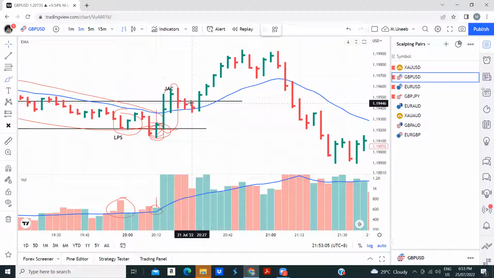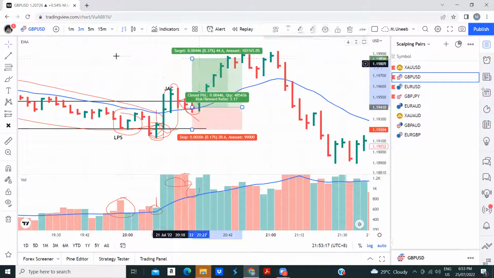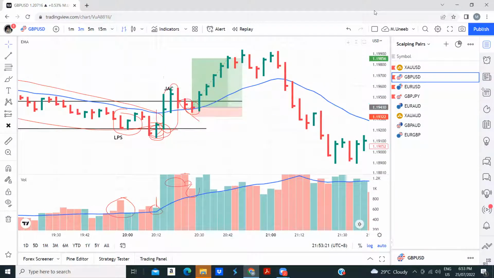After JAC, LPS, and what do we see here? This bar, FOS no result. These two bars are all right. Got it? Okay. This is my trade entries now. Okay, I have to stop this and start again.